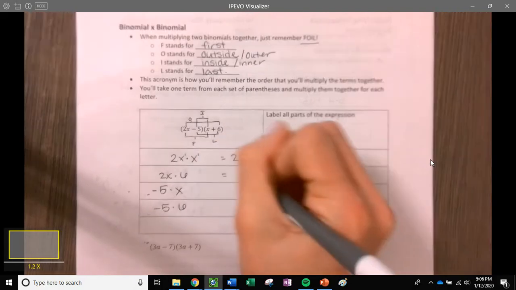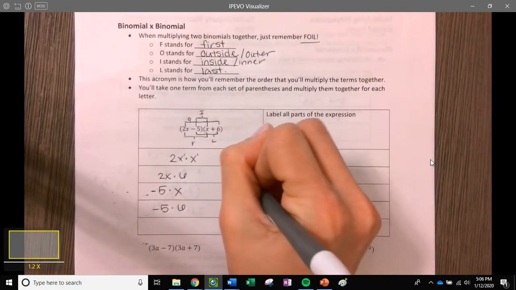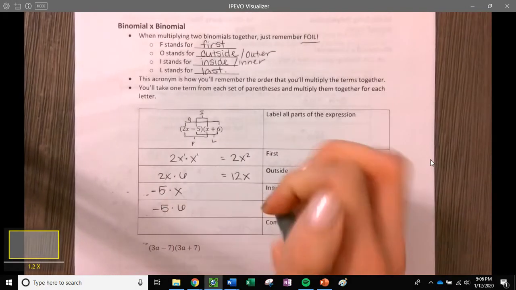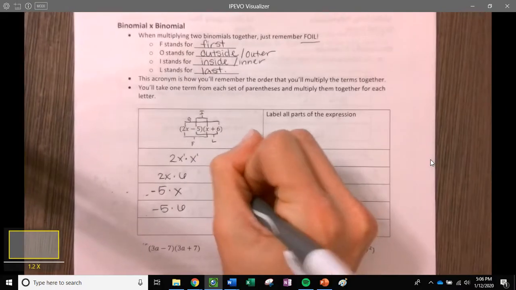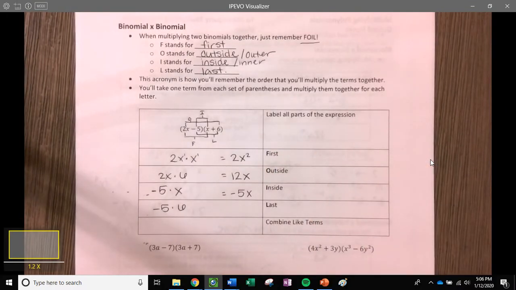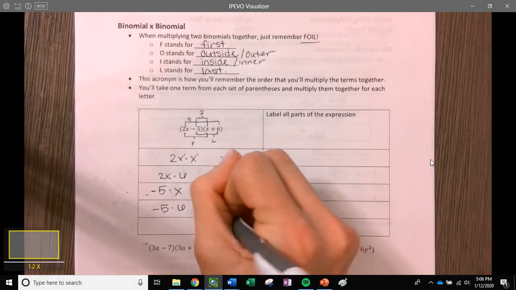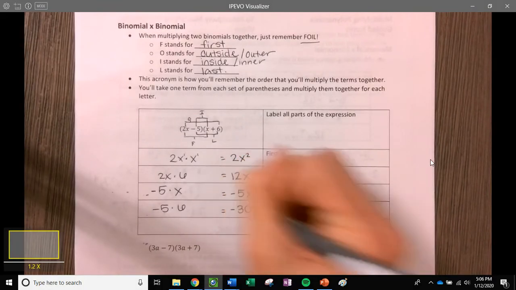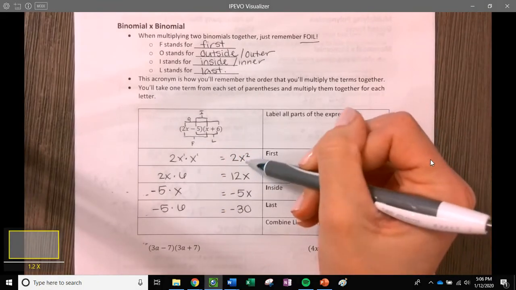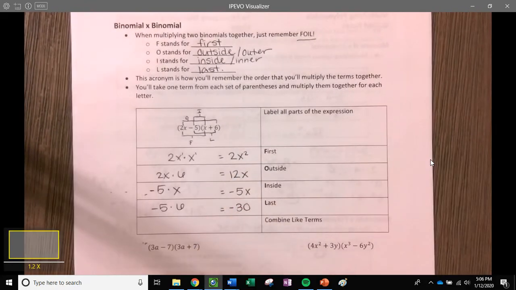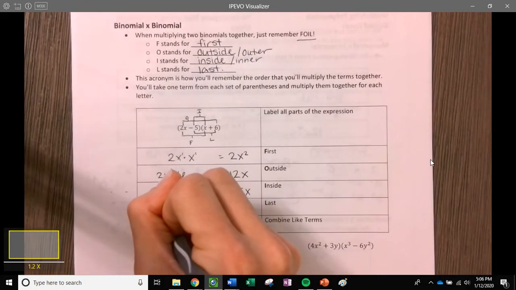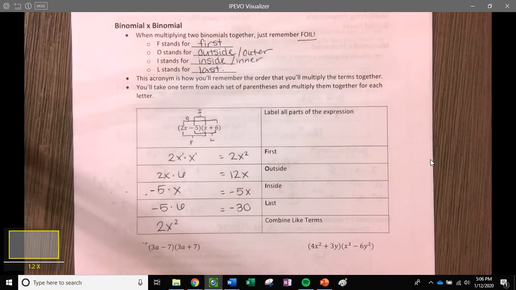Okay, so 2x times x, 1 plus 1, gives me 2x squared. 2x times 6 gives me 12x. Negative 5 times x gives me negative 5x. Just mash those things together. And negative 5 times 6 gives me negative 30. Okay, 2x squared. I have no other x squares, so I cannot combine that with anything. That will be part of my answer.